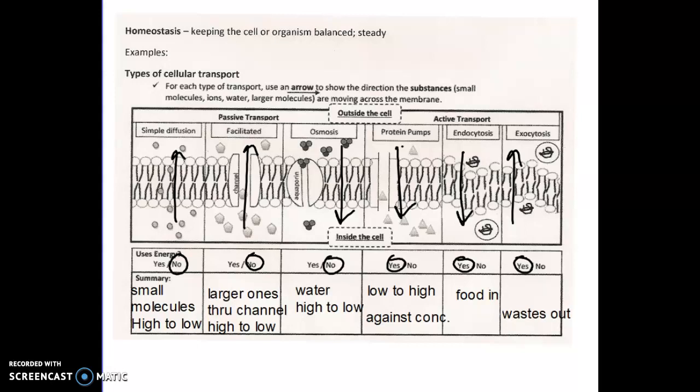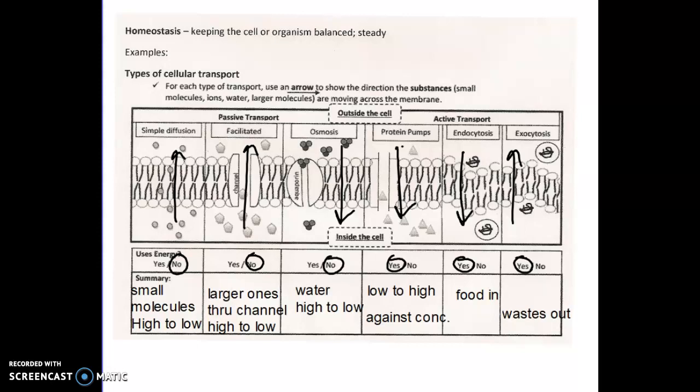All right, guys, we're going to finish up cellular stuff today. We're going to talk about homeostasis and cell transport. So if you guys see the term homeostasis, that basically means keeping your body at a nice, even balance, keeping it steady. So just a couple of simple examples.